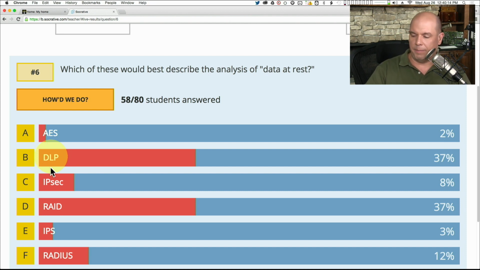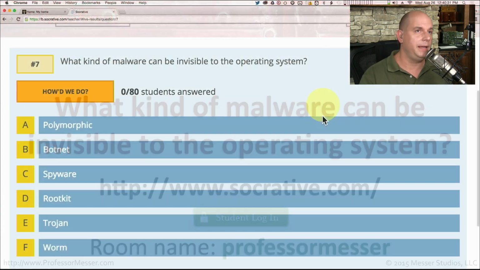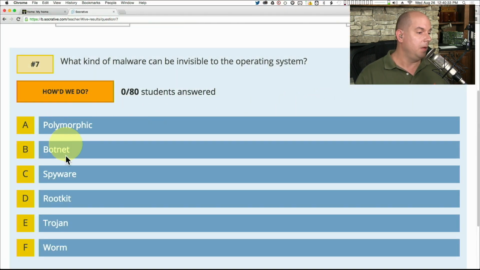Well, since we're talking about security and malware and other things specific to it, let's do a question about it. This question is, what kind of malware can be invisible to the operating system? There's a specific kind of malware that does a very good job of hiding itself. Would that be polymorphic malware, a botnet, spyware, a rootkit, a Trojan, or a worm? It's got to be one of these, right? What kind of malware can be invisible to an operating system?